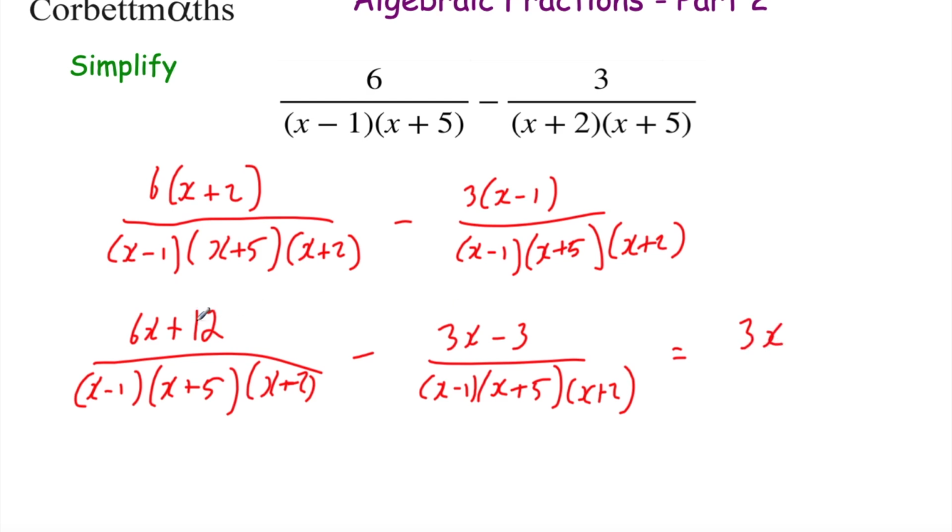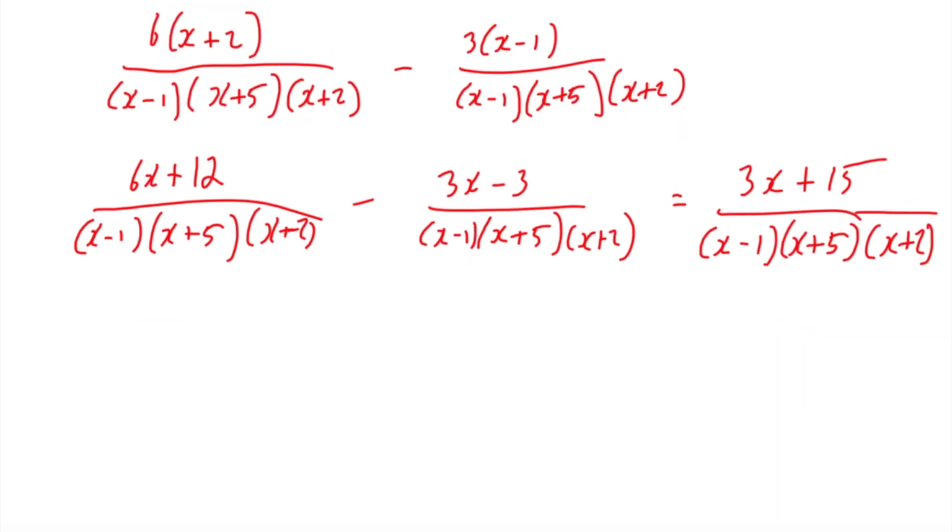And now let's deal with the constants, or the numbers. We've now got 12, subtract negative 3. And whenever you do 12 subtract negative 3, you're subtracting a negative, so it's going to go back up. So we're going to do 12 plus 3. And 12 plus 3 is equal to 15. So it'll be plus 15. And that's all over x minus 1, x plus 5, and then x plus 2. Close brackets. Okay, so we're almost done here.